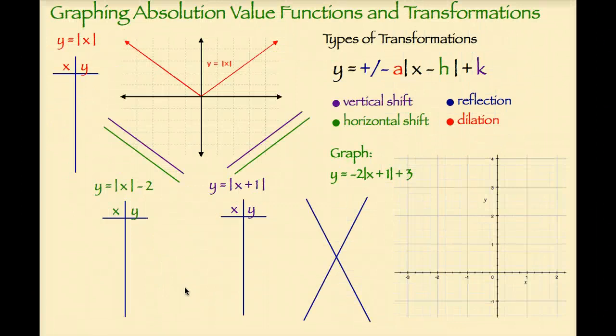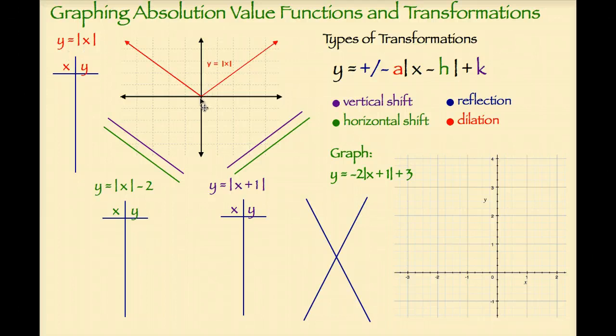Now in this next section, we're going to graph absolute value functions and transformations. Now just ignore the strange diagonal lines that are all over the screen. As you have probably guessed, these are going to help me graph my functions later. But first, let's start with y equals the absolute value of x. This is the parent absolute value function.